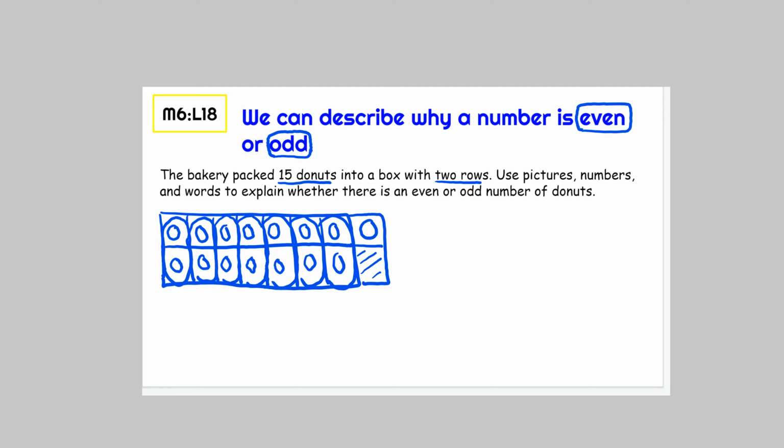So when I think about the 1 left over, that's telling me that 15 has to be an odd number, because 7 groups of 2 is 14 and 1 more is 15. So I would say there is an odd number of donuts.